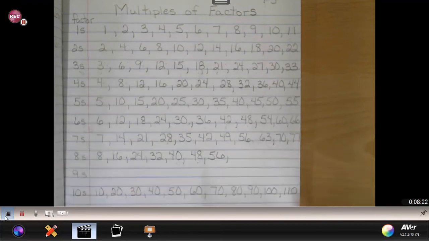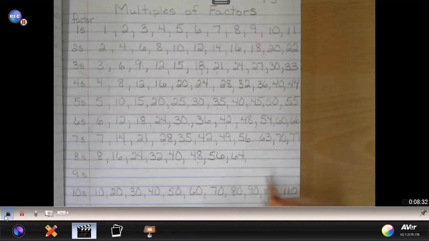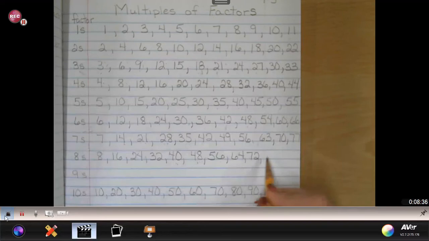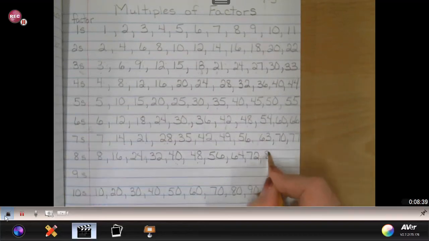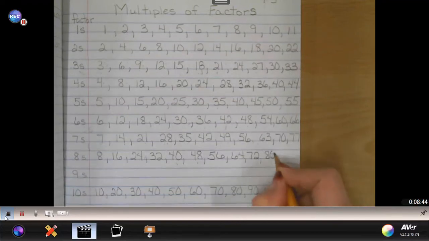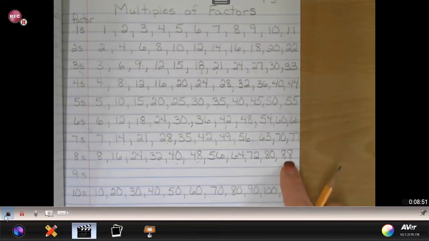One more group of 8, which is 7 groups of 8. 8 groups of 8. Add another 8. That's going to give me 64. Add another group of 8, that's going to give me 72. 10 groups of 8, and 8 groups of 10, is 80. And finally, 11 groups of 8 is adding one more group of 8 to 10 groups of 8, and now I have 11 times 8 is 88.